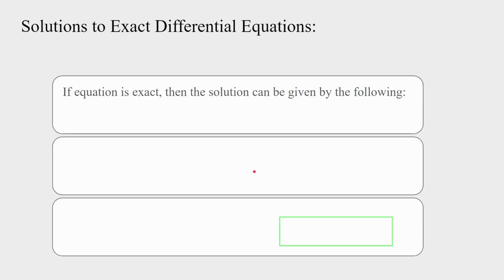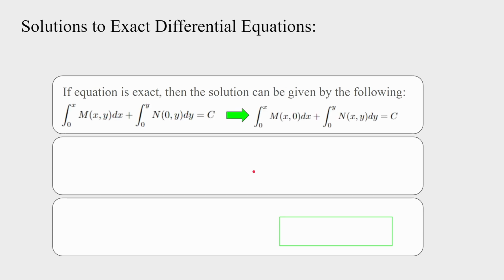Okay, so if the equation is exact, then the solution can be given by the following. So this is pretty interesting, actually. What we'll be doing is integrating M of x,y dx with respect to x. When you integrate, you're not doing the opposite of the partial. It's very clean cut. We'll be integrating with respect to x on this side, and then integrating with respect to y on this side, and we'll be adding them. And that's equal to c, obviously.